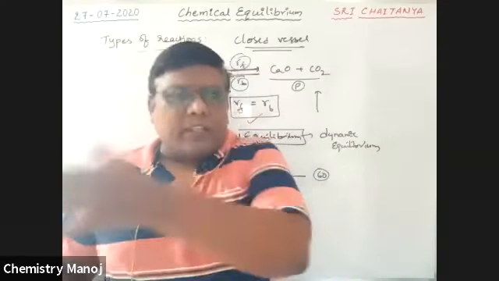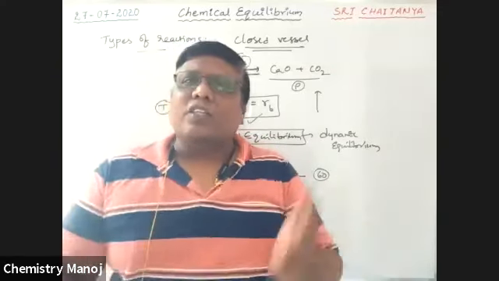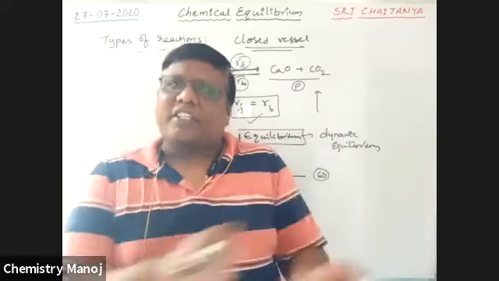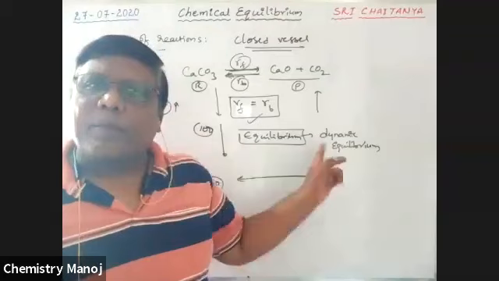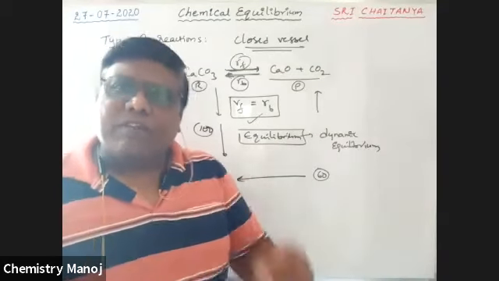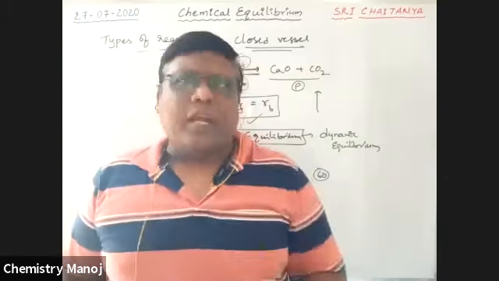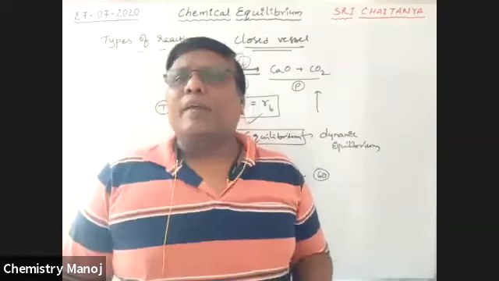That's why concentrations are not changing. The rate of forward reaction is equal to the rate of backward reaction. That particular state is called the dynamic equilibrium state. So every chemical equilibrium finally leads to a dynamic state.